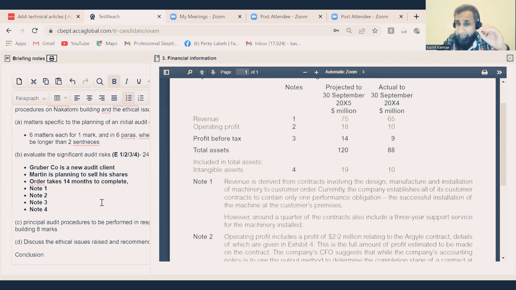Have I read the case study in order? That is also very important. You need to read the case study in order, and you need to find the risks in order. That is also very, very important.